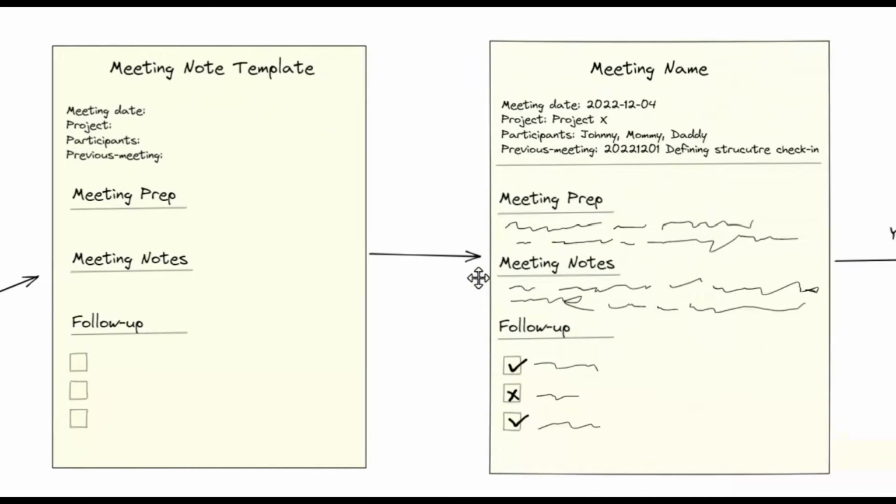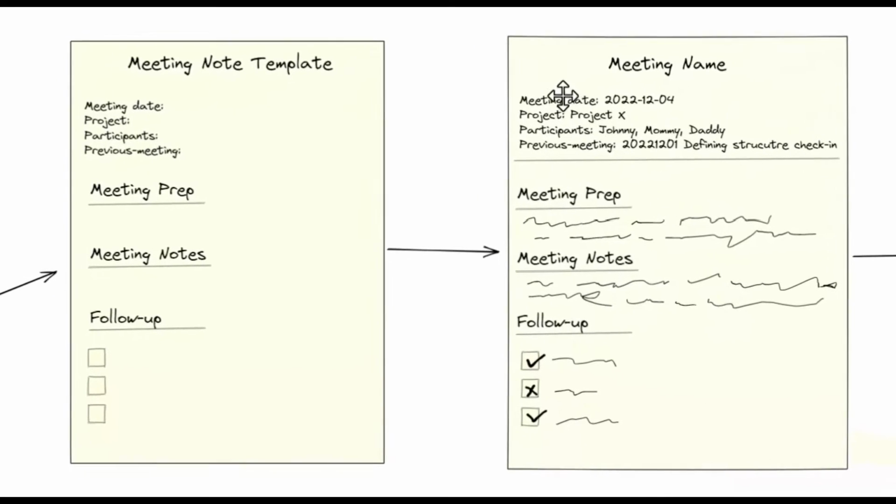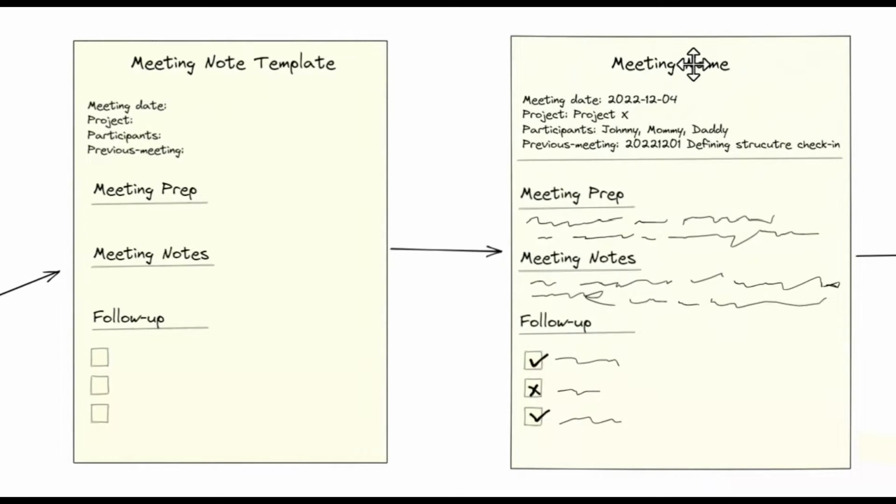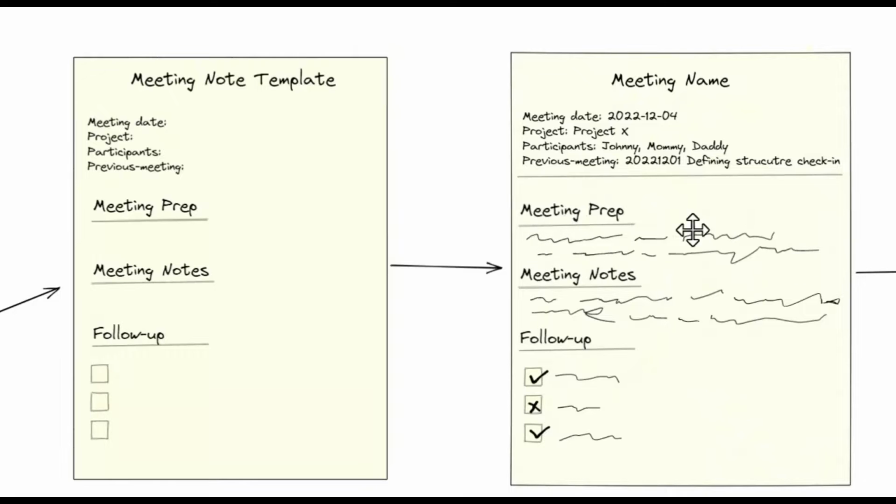So in the meeting, we fill in the structure. Meeting date, that specific date. Project, Project X. Participants, Johnny, Mommy, Daddy. Previous meeting, you have the meeting or the email or the conversation that led up to this meeting. We have the meeting prep, and there are little scribbles for our meeting prep, meeting notes, follow-up. And these checklists are also something we want to capture in our project's map of content.